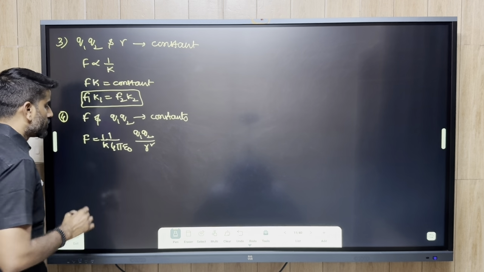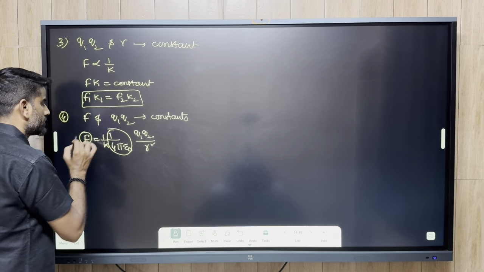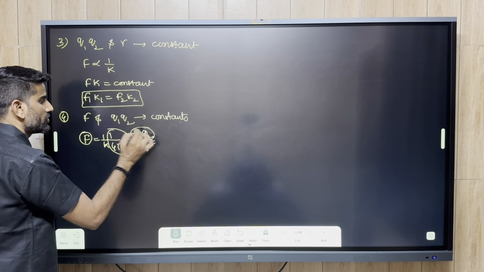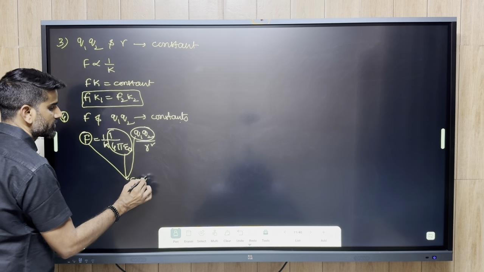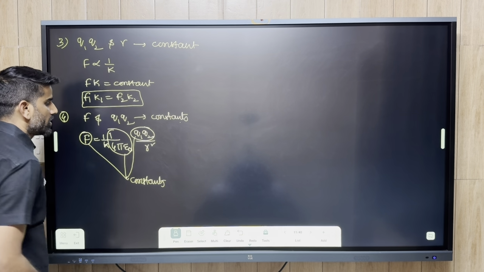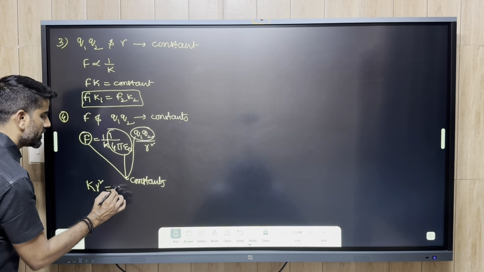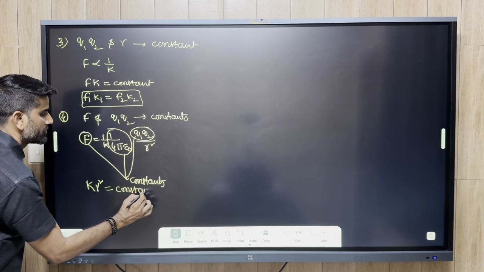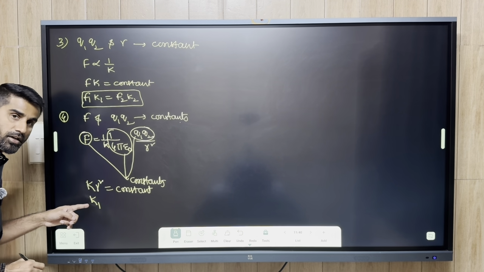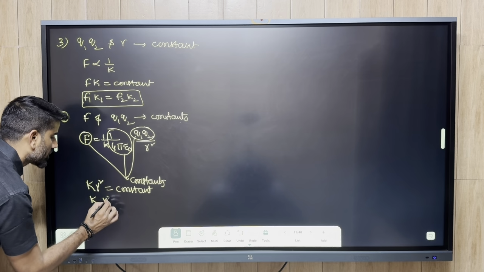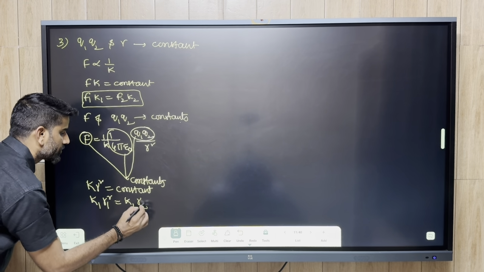As I've already told you, this force is constant, force is defined as constant, Q1 Q2 is also constant. These three things are constants, right? If I rearrange this equation, K R square is equal to constant, right? In such a case, K1, the dielectric constant of medium 1, times R1 square is equal to the dielectric constant of medium 2, K2 times R2 square.